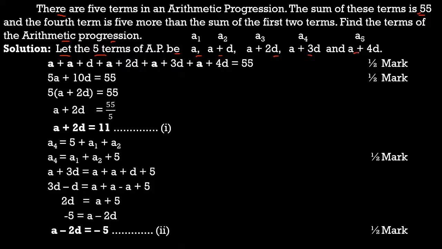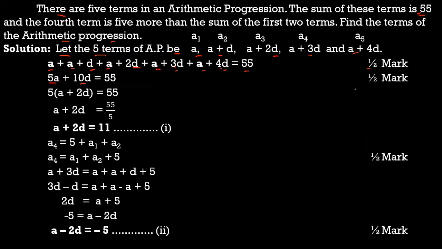We can write sum of the terms as A plus A plus D plus A plus 2D plus A plus 3D plus A plus 4D is equal to 55. For writing this step, you will get half marks. Add A plus A plus A plus A plus A is 5A and 2D plus 3D plus 4D is 10D. For this step, half marks.